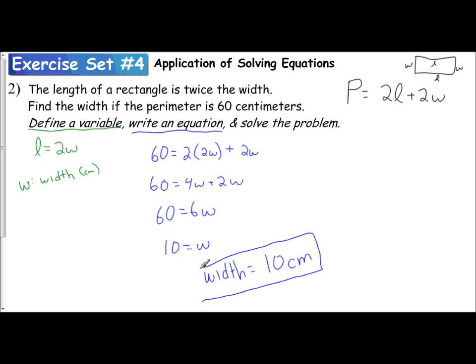Now if the problem said find the length, we'd have to plug in 10 to here to get the length of the rectangle. And so always understand what your variable represents so you know when you're supposed to stop the problem. So this one was a little bit quicker than the other one. It's pretty straightforward. We just have to remember our substitution property allows us, when we know our length is twice the width, to plug that value in for our L in the perimeter formula.